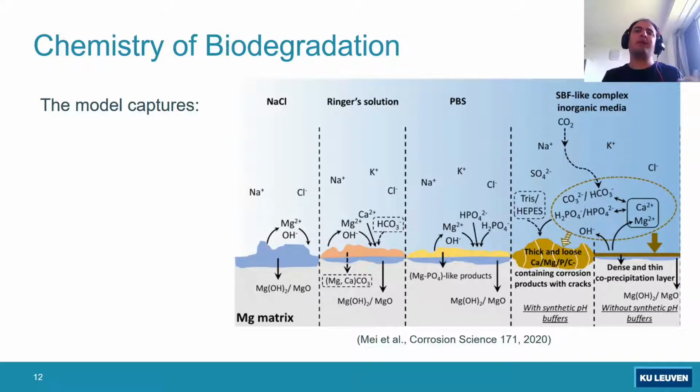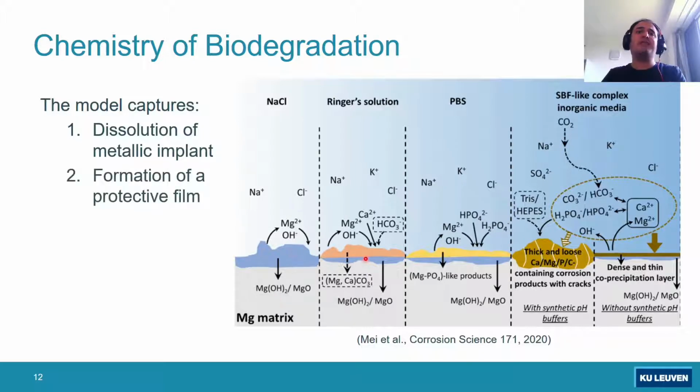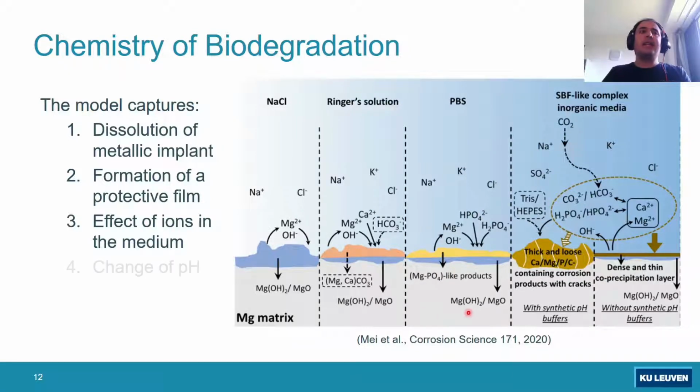So the model should capture, from the perspective of chemistry, I want to discuss only this in this presentation. From the perspective of chemistry, the model should capture the dissolution of the metallic implant, which is actually this part. You can see the metallic implant in different solutions, the dissolution of this metallic implant, and the formation of a protective film, which has different composition in different environments. The effect of different ions in the medium: depending on the medium, you will have different ions, different chemical components, and they have different effects on this layer and also on what is underneath. And also the change of pH, which can be a good criterion to validate the models.